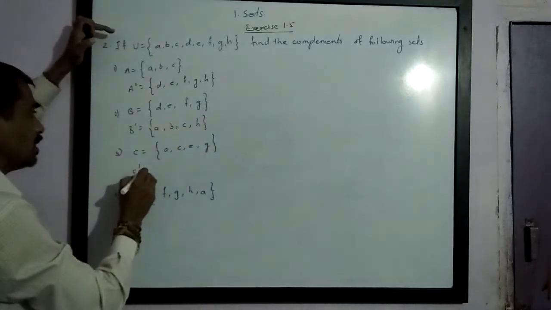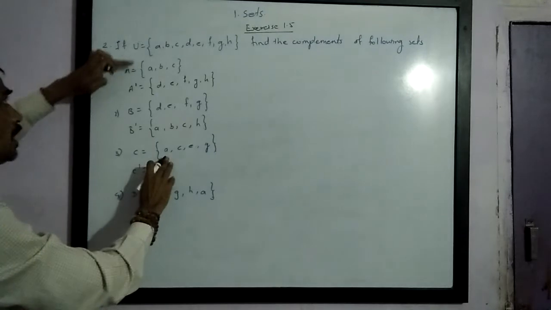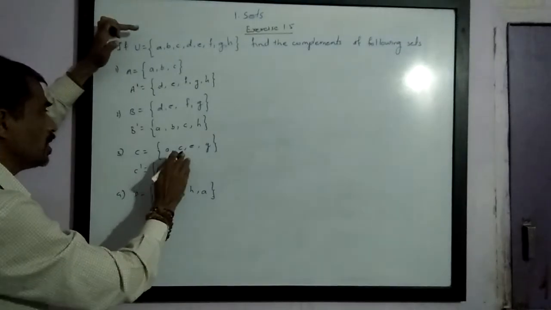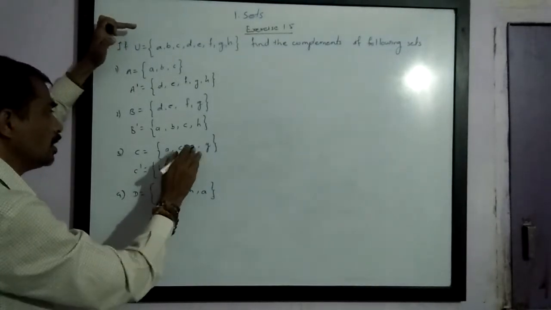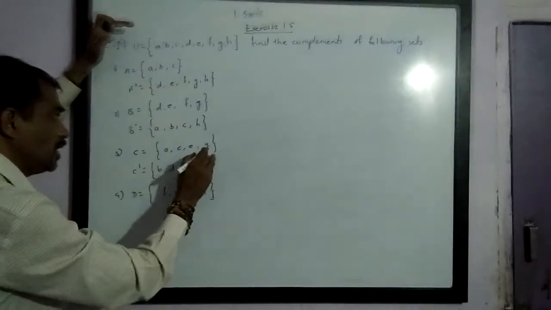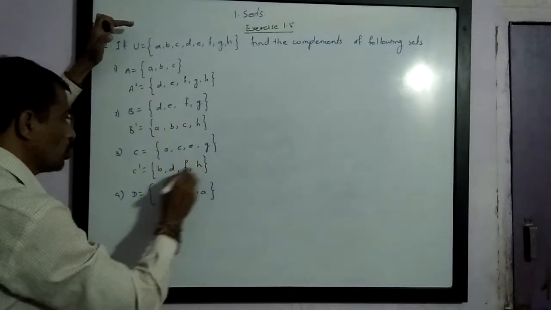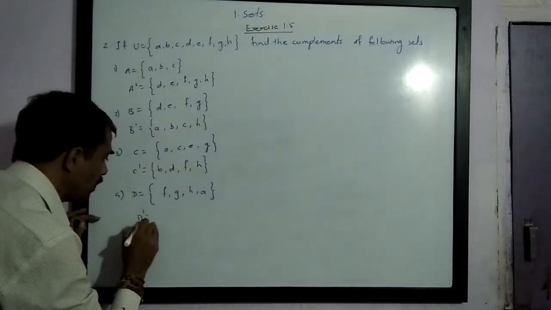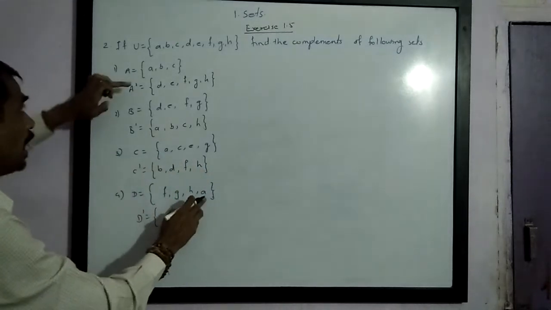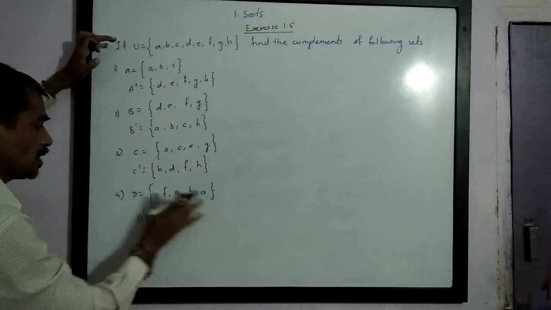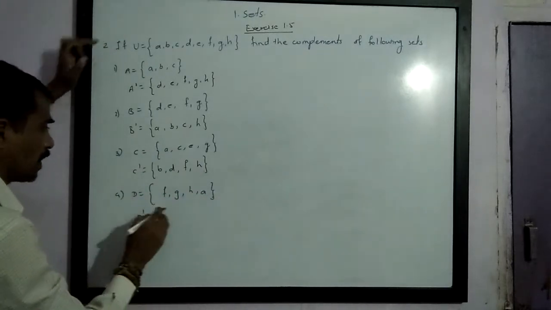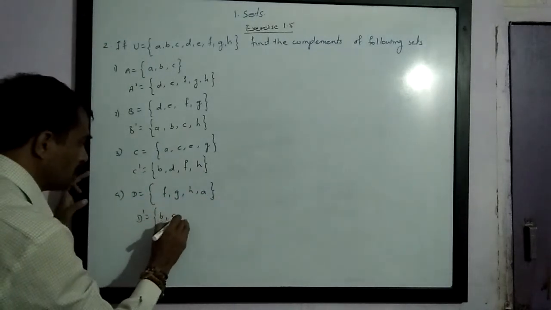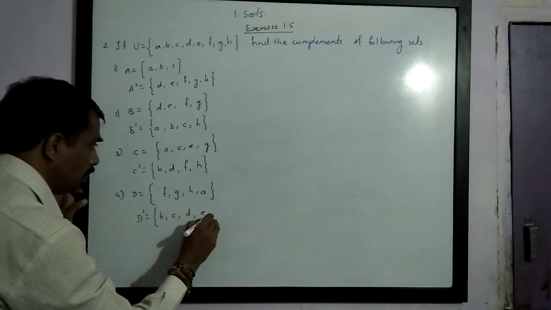Then C's complement is equal to the set of A, B, C is there, D, E is there, F, G is there, H. So it will be a set of B, D, F, G. Then D's complement is equal to the set of A is there, which are there in the universal set but not in D. So that is equal to B, C, D, E.